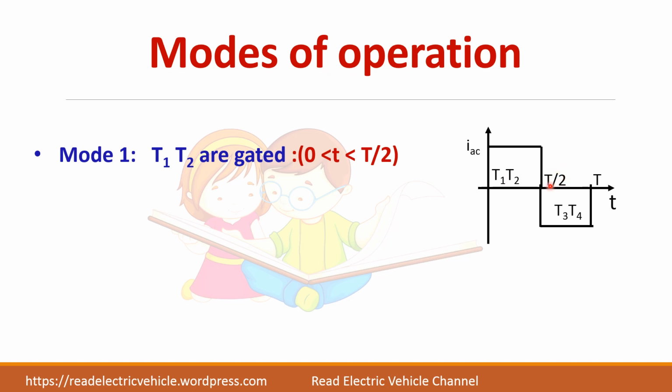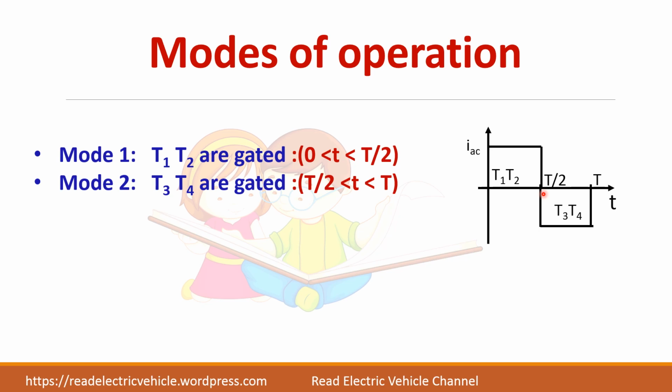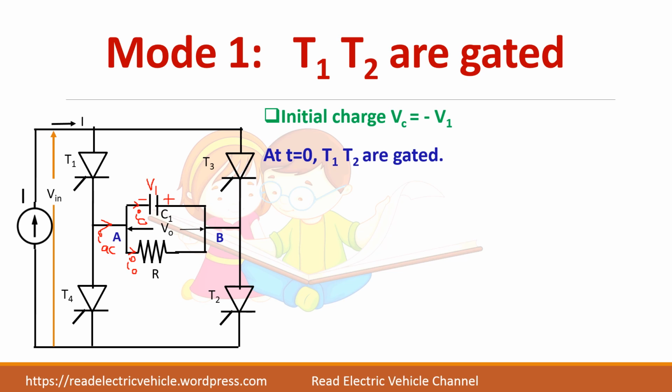At T by 2 we will be giving gate pulse for the T3 and T4 thyristors, so that period is T by 2 to T. So let us see about mode 1. In mode 1 we have seen that T1 and T2 are given gate pulse, and the initial charge on the capacitor we have taken as minus V1. So V0 is equal to minus V1, I0 is equal to minus I1.